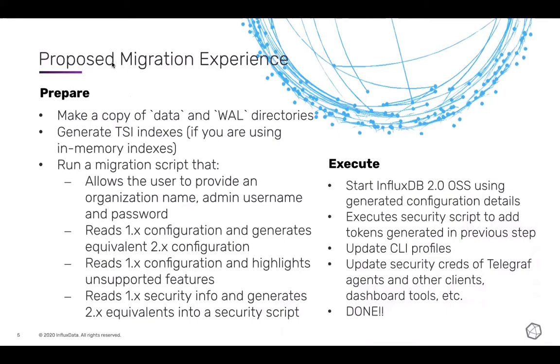So let's talk about what the proposed upgrade experience looks like. The upgrade is effectively making a copy of your WAL and data directories. That's the first step. So the idea is we want you to continue to use the existing 1.x line for your production workloads and set up InfluxDB 2.0 in parallel. And again, this is sort of best practice. You wouldn't just drop it in and fire up a new major release. You're going to want to test and validate. But the way to do this is first copy your data and WAL directories around to a new instance or machine.